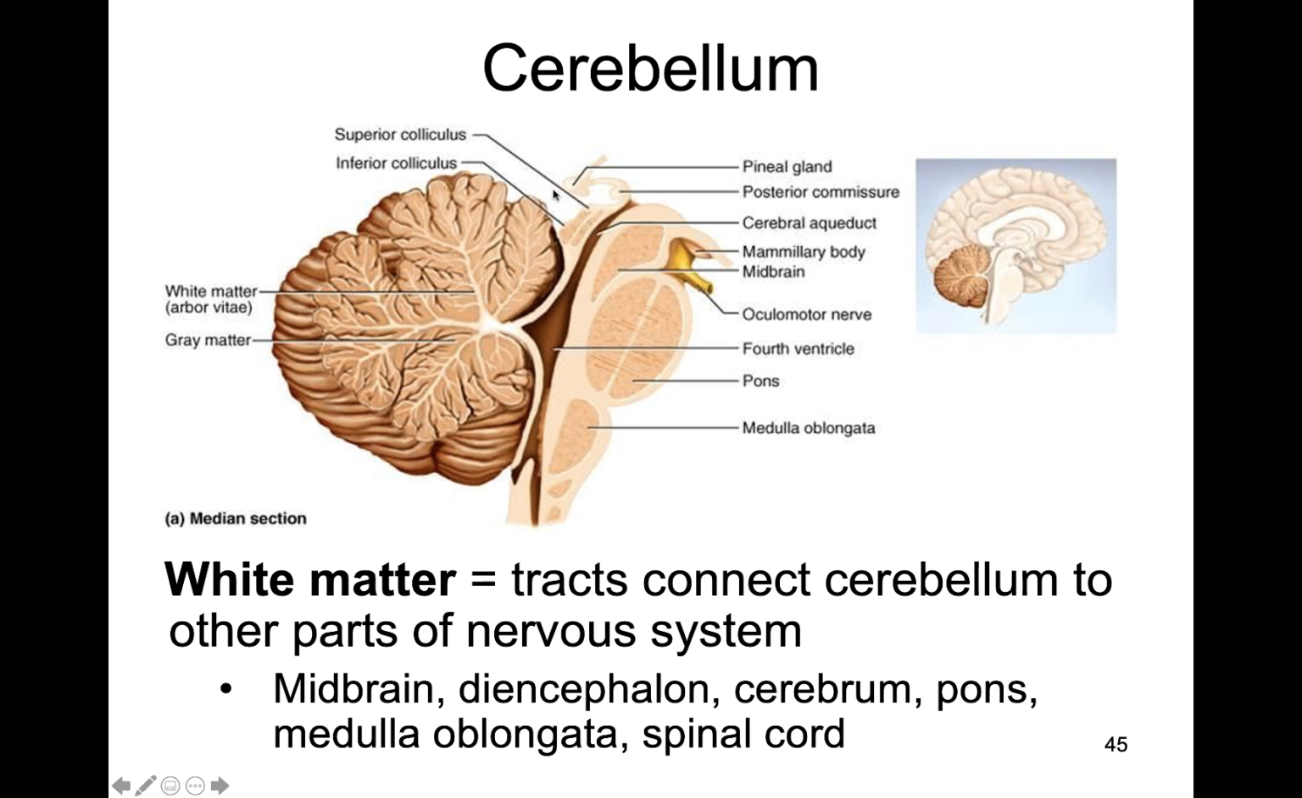These two parts, your lab is asking you to know the superior colliculus and inferior colliculus. And it's going to be located right where the pineal gland is, so right below the pineal gland. This is the cerebral aqueduct, and then there is the fourth ventricle, pons, medulla oblongata, and then the cranial nerve. So oculomotor is there. So these white matter tracts connect cerebellum to other parts of the nervous system, so the midbrain, diencephalon, cerebrum, pons, medulla oblongata, and the spinal cord.